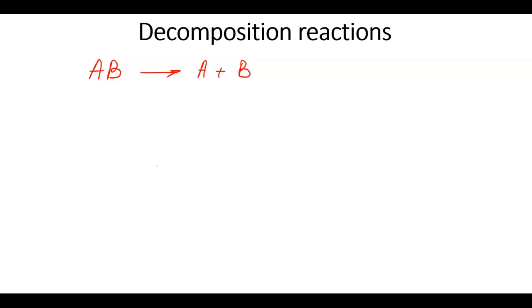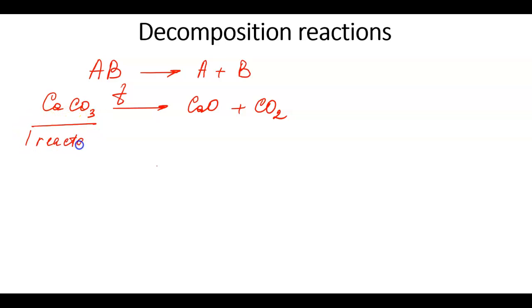So let me give you some examples. So CaCO3, calcium carbonate, being heated, decomposed to calcium oxide and CO2, carbon dioxide, right? So one reactant and two or more, and in this case there are two products.